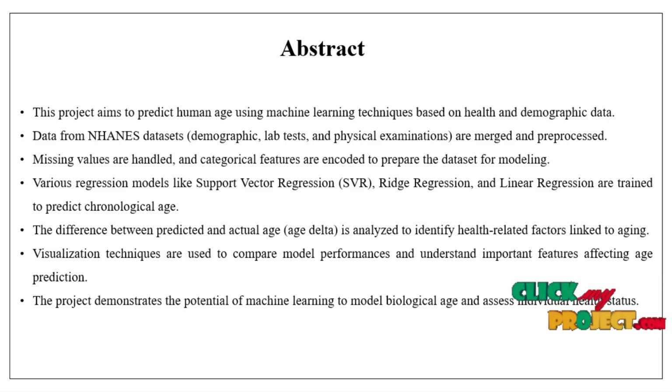The difference between predicted and actual age, known as age delta, is also calculated and classified. Bar charts compare model performance while other plots show which features most affected prediction errors. We also explore age delta patterns across groups such as gender. This project demonstrates how machine learning can estimate biological age and uncover patterns in health data. This is the abstract of our project.